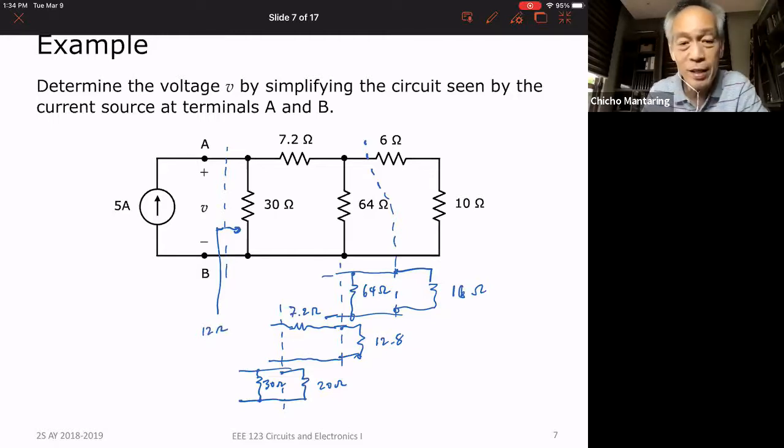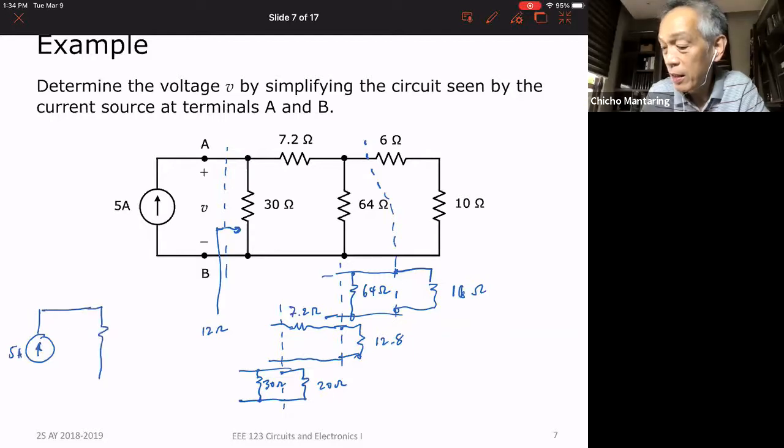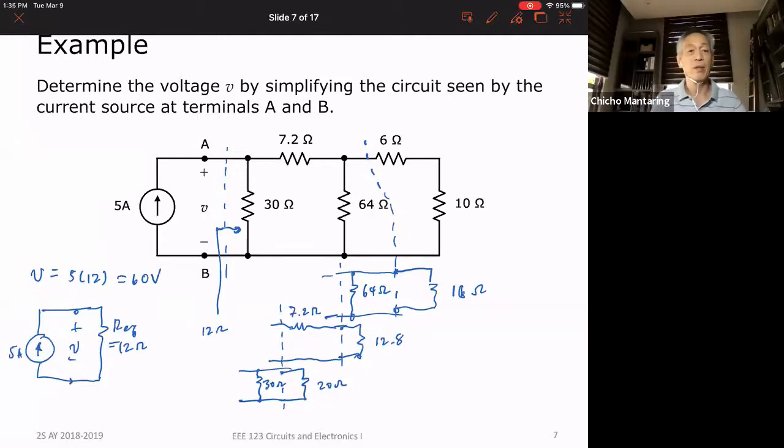So what is my equivalent circuit now? My equivalent circuit is I have a 5 ampere source, and this is R equivalent, which is equal to 12 ohms. So what is the value of V? V is simply equal to 5 times 12, so this is 60 volts. See how much simpler it is now to compute for the value of V when you have reduced the circuit with respect to the terminals of V into a simpler equivalent circuit.